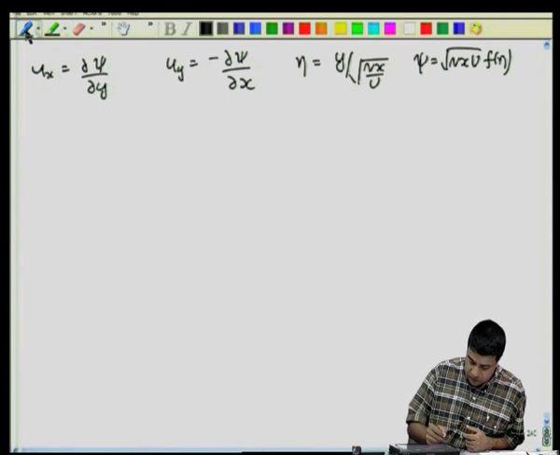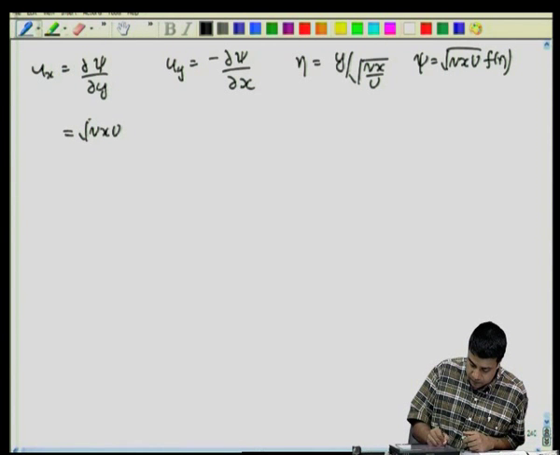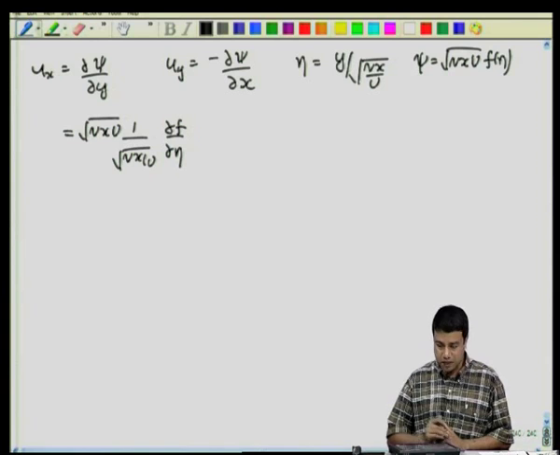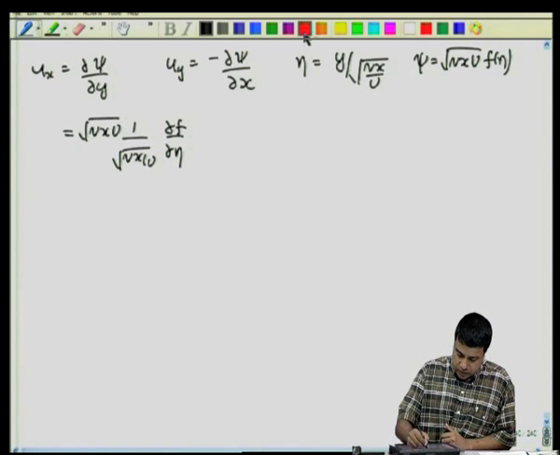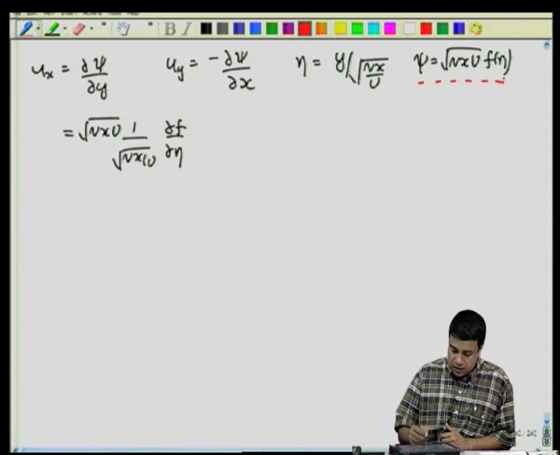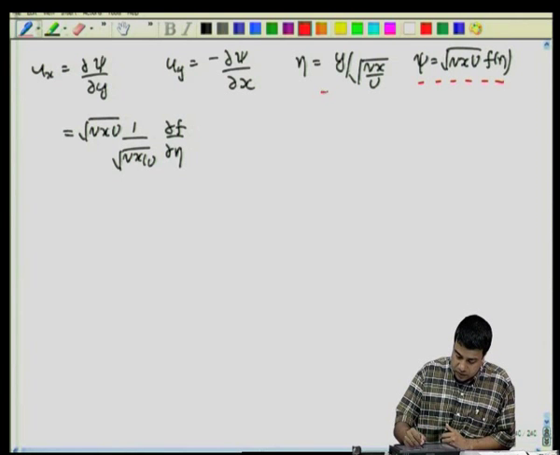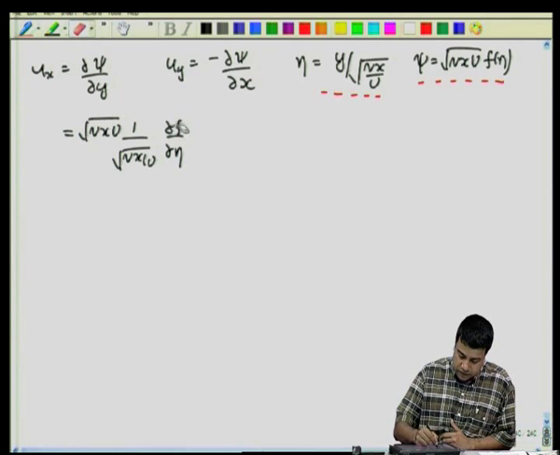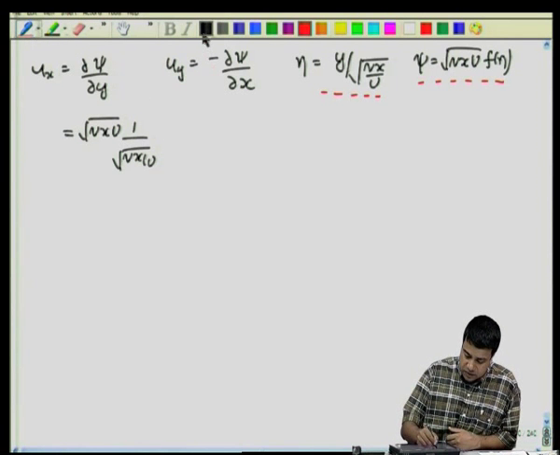So, in terms of this stream function, u_x is equal to partial psi by partial y, which is equal to square root of nu x u times 1 by root of nu x by u partial f by partial eta. Just expressing psi in terms of f using this expression and y in terms of eta using this one. And this should be a total derivative because of my postulate that f is only a function of eta.